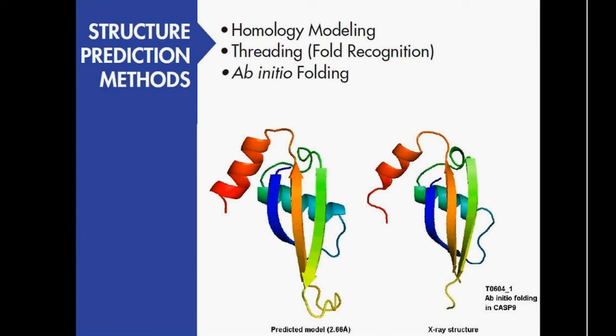Now, these two images below demonstrate the accuracy of this ab initio method. The image on the left was created using the ab initio folding structural prediction method in the I-TASSER algorithm during one of the CASP competitions, while the image on the right was created using traditional X-ray crystallography. And in looking at these, we can really see how close these two particular structures are.